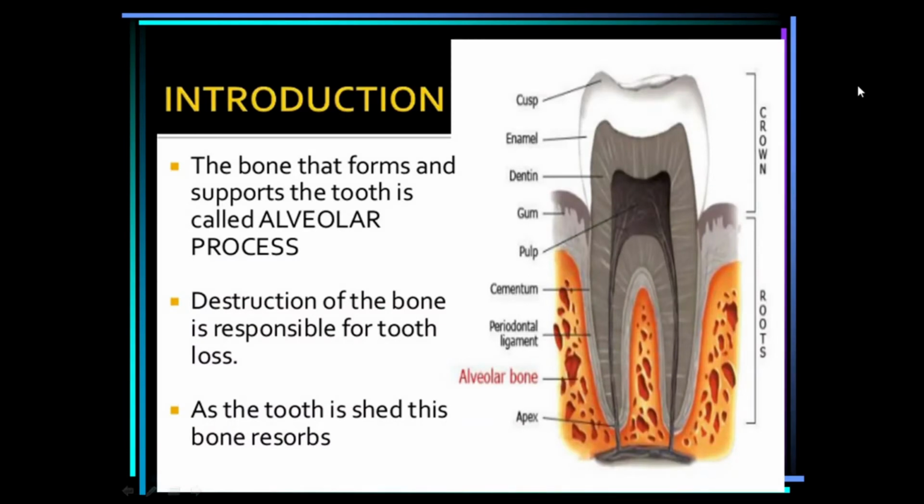The bone that forms and supports the tooth is called the alveolar process. So the bone that forms and supports the tooth, that is just around the tooth, is known as alveolar process. If destruction of this alveolar bone is there, the tooth will be mobile and it will exfoliate after some time. And once the tooth is shed, the bone will resorb.